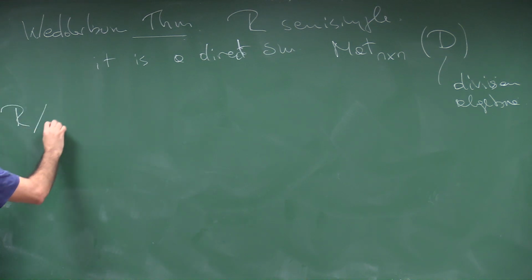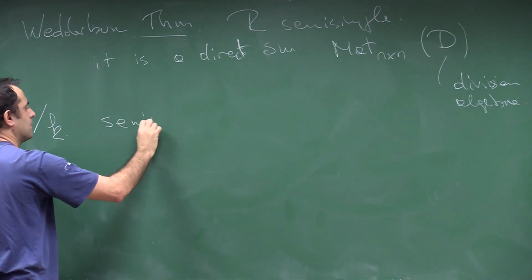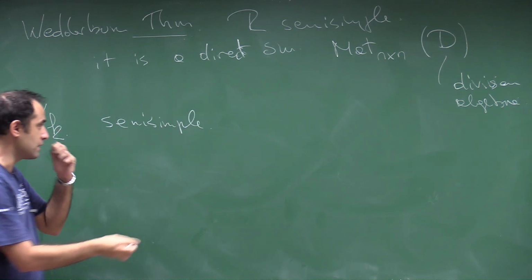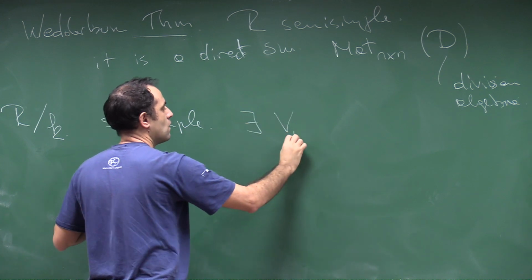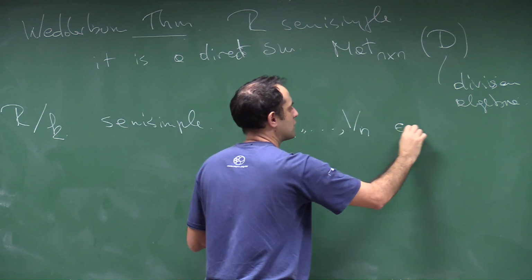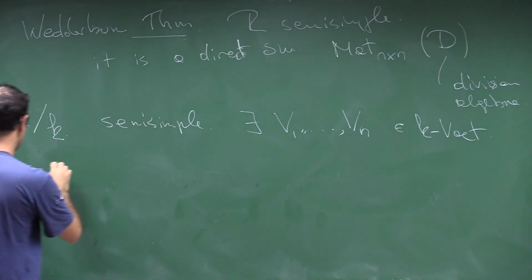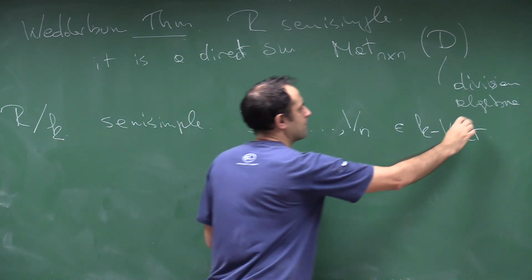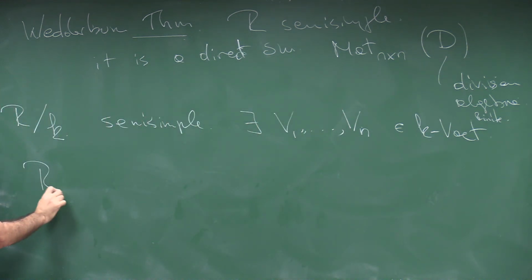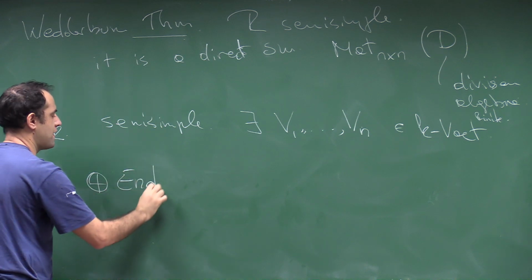If R is a semi-simple K algebra, then it is a direct sum of matrix algebras. So it means that there exist V1 up to Vn finite dimensional vector spaces, such that R is simply the direct sum of the endomorphism algebras of those Vi.